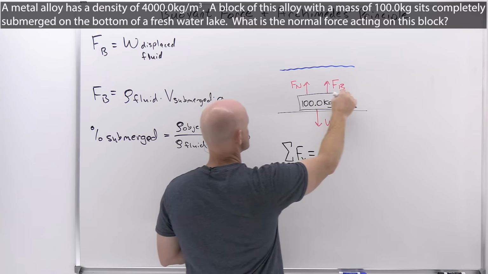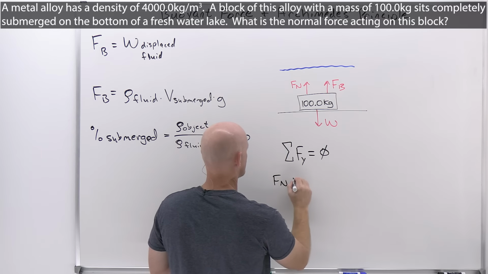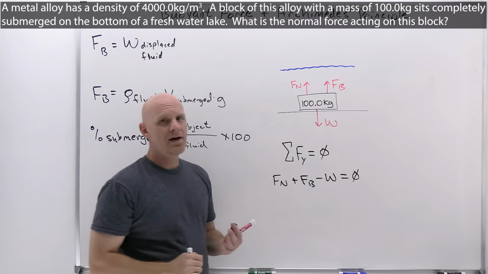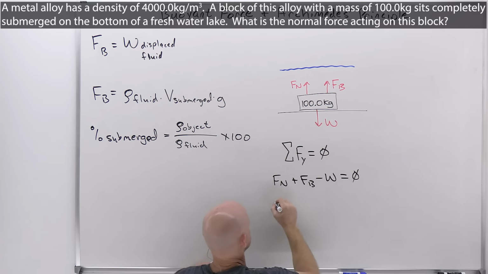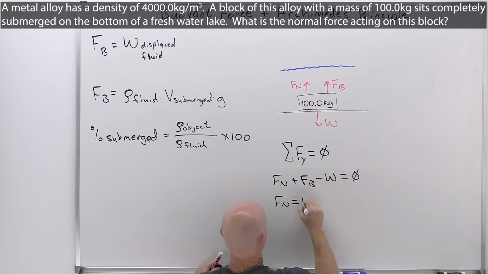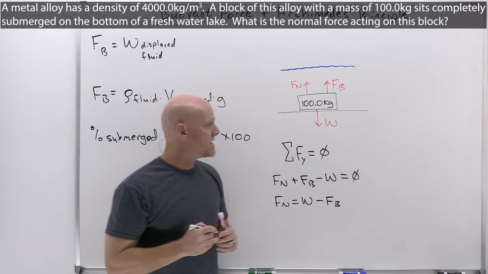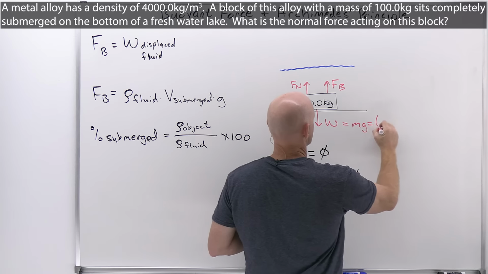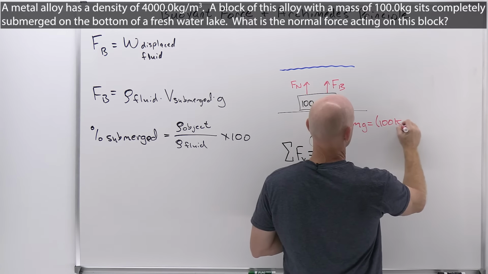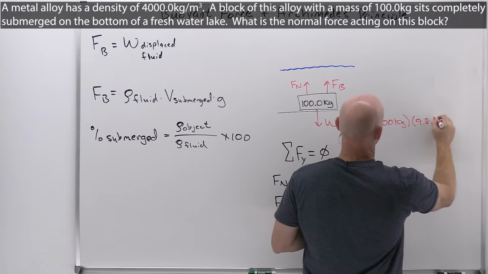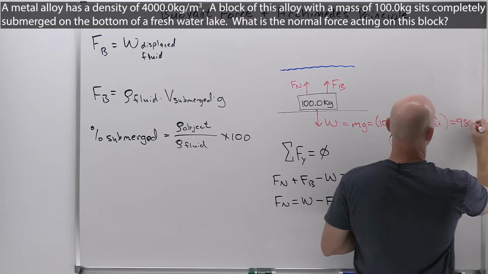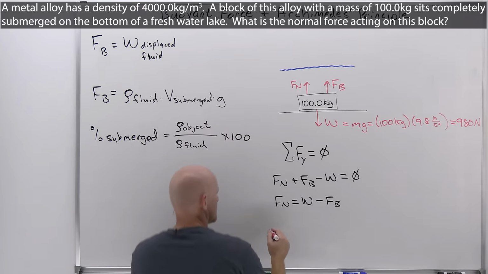And we can see that the normal force and the buoyant force point up, so we'll make those positive. So we've got the normal force plus the buoyant force minus the object's weight, since it points down, all adds up to 0. And if you rearrange this, you can see that the normal force is going to equal the object's weight minus the buoyant force. And now we've got some plugging and chugging to do. So the object's weight is just going to equal mass times gravity, which in this case we're given, so 100 kilograms times 9.8 meters per second squared. So we can see that that's going to come out to 980 newtons. We'll substitute that in.